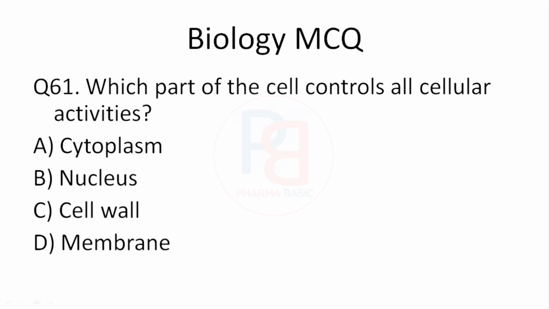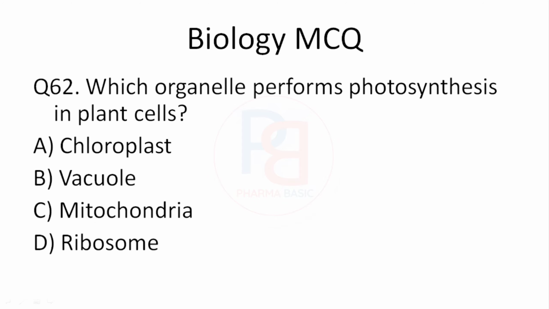Next one. Which part of the cell controls the cellular activities? Cellular activities are controlled by the nucleus. Next question: which organelle performs photosynthesis in plants? In plant cells, photosynthesis is done by the chloroplast, present in leaves.